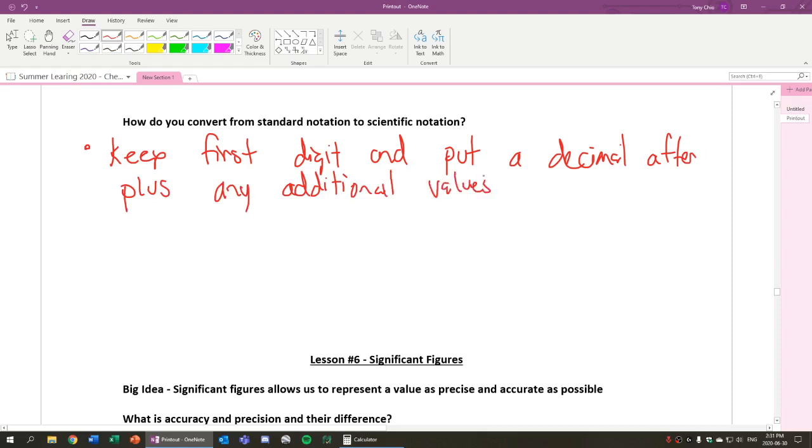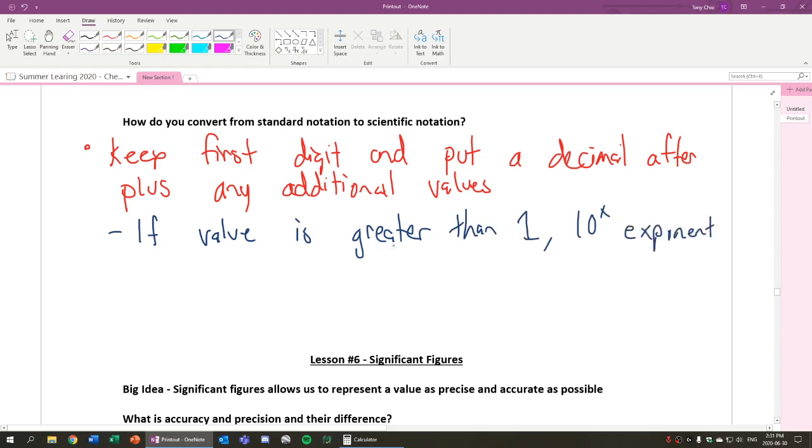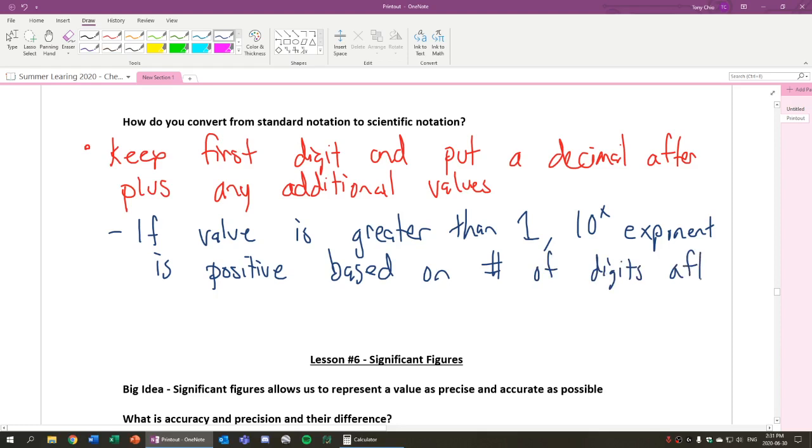Okay. Now, what do you do now? Well, if the value is greater than 1, the 10 to the power x exponent is positive, based on the number of digits after your first digit.